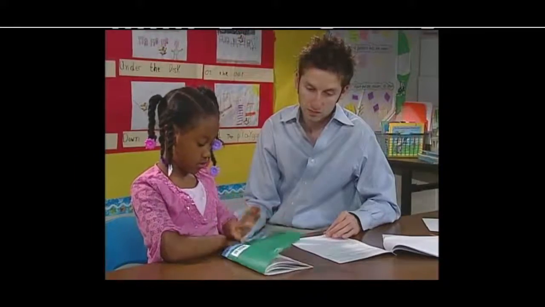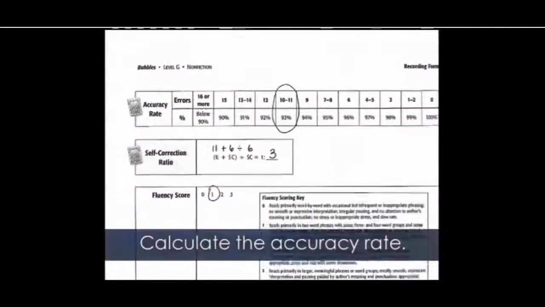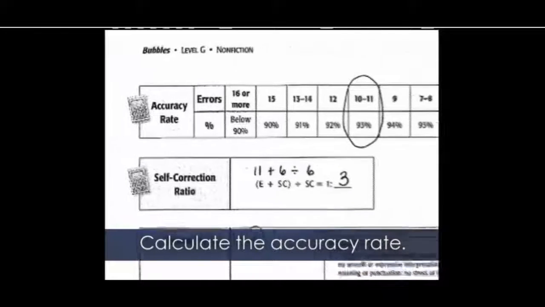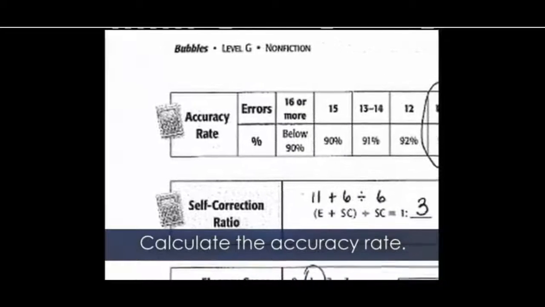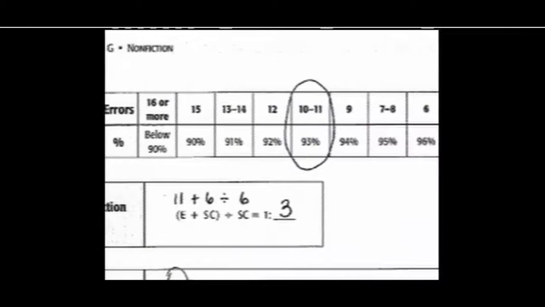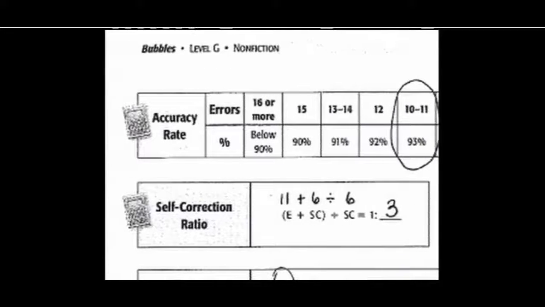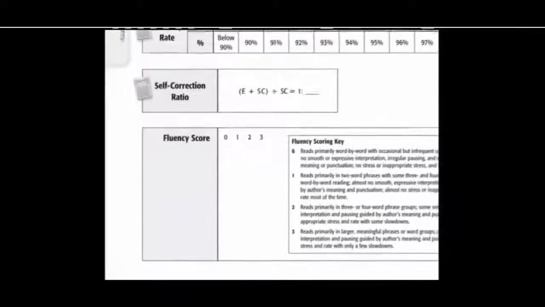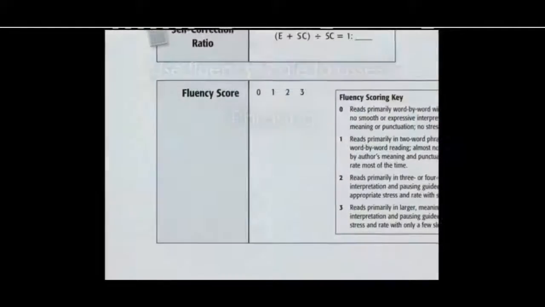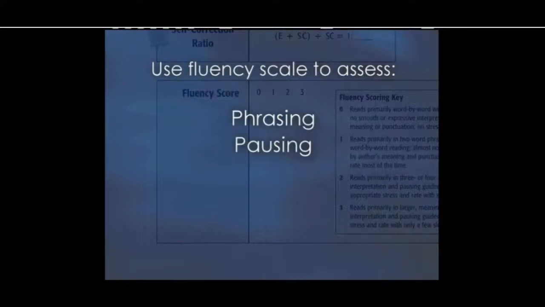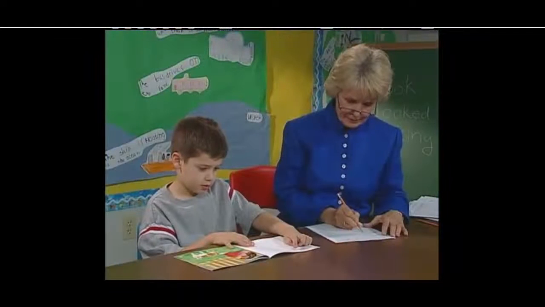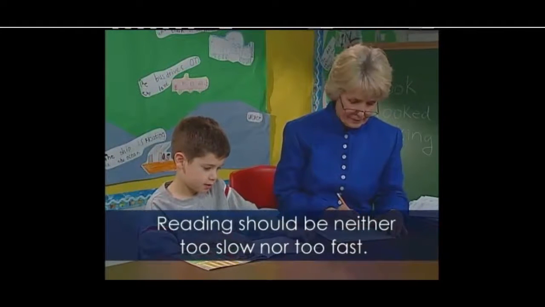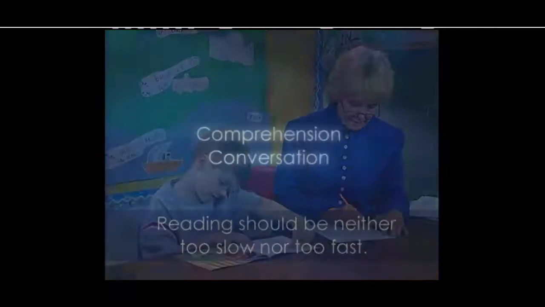After the student has finished the oral reading, calculate the accuracy rate. This is important because it will give you the first indicator of whether the text is easy, just right for instruction, or too hard for the reader. Use the fluency scale to assess how the reader uses phrasing, pausing, intonation, and word stress. Reading rate is also a factor here. But remember that the reading should be neither too slow nor too fast.